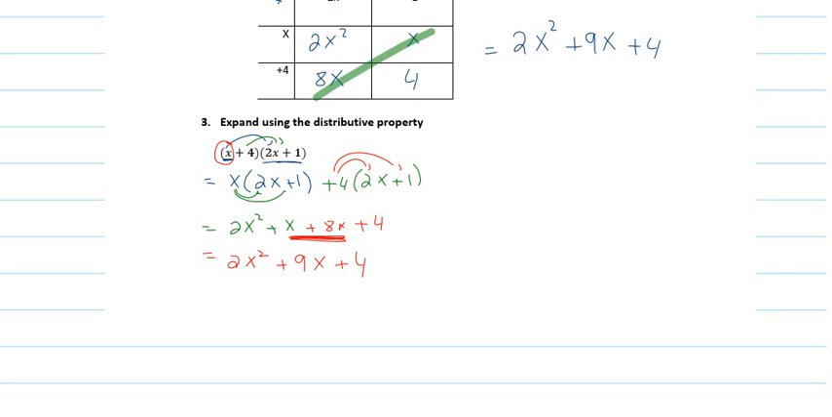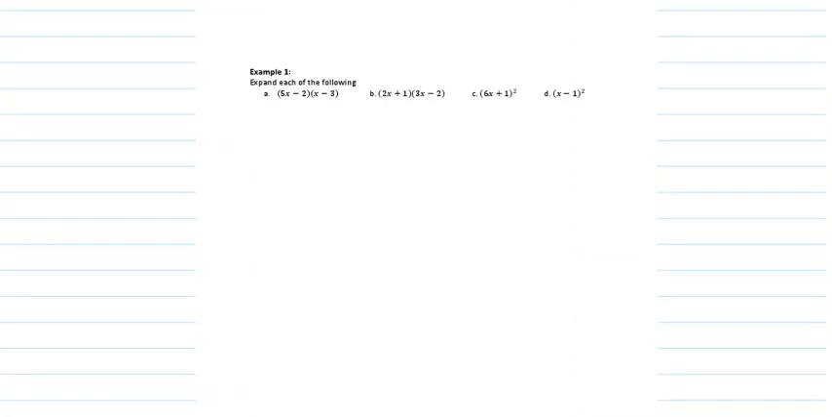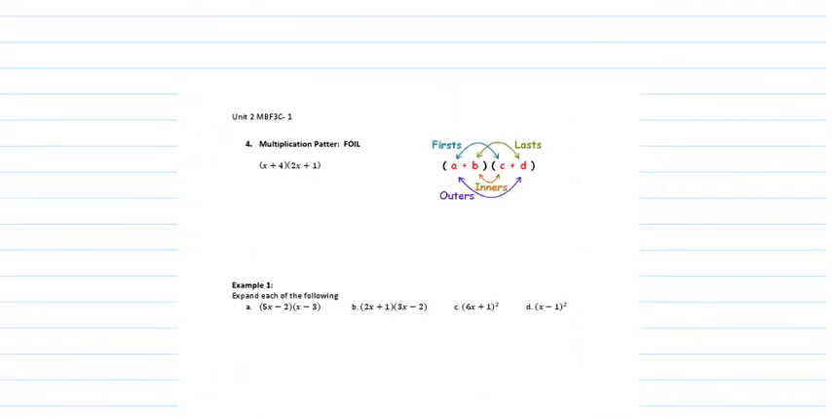So now, let's look at the method that I will be using and the method that is the easiest because it's the fastest. That method is called FOIL. FOIL stands for first, outer, inner, last. Have we talked about this before? Because I do this with my other classes, so I don't know if I talked with you about it.